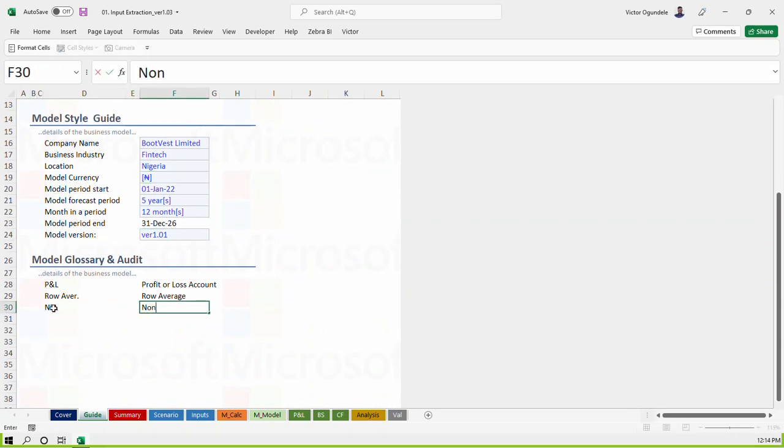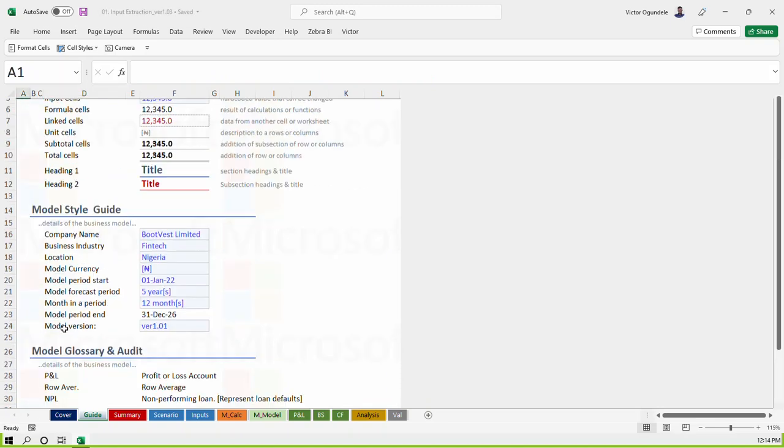So non-performing loan, and you can add more, like represents loan default. So those are the things that you need to put in your model glossary and model audit to avoid unnecessary questions.